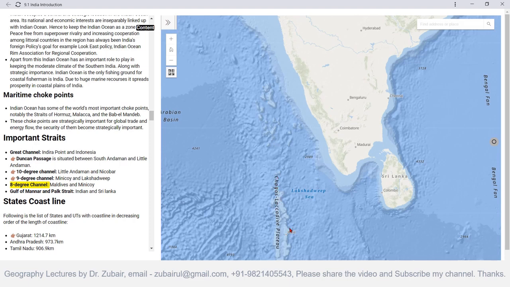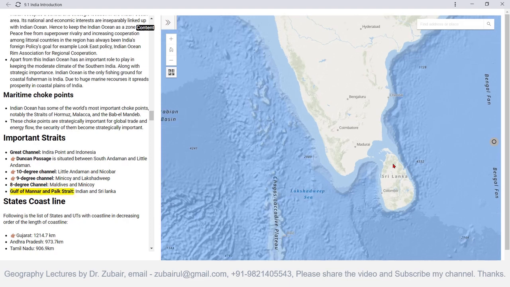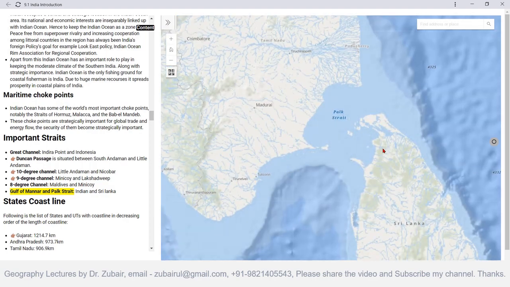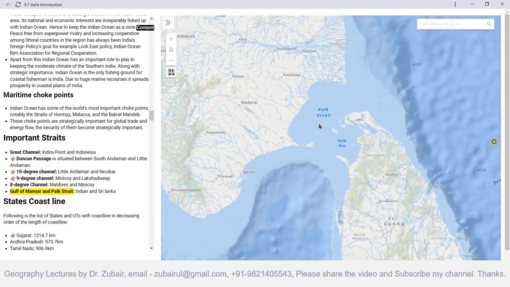I mean Minicoy and Maldives. Minicoy and Maldives is the 8 degree channel, and Minicoy and Lakshadweep is the 9 degree channel. And finally, this is the Gulf of Mannar. It is known as the Palk Strait. Here you can see this is in between India and Sri Lanka. That is the Palk Strait.